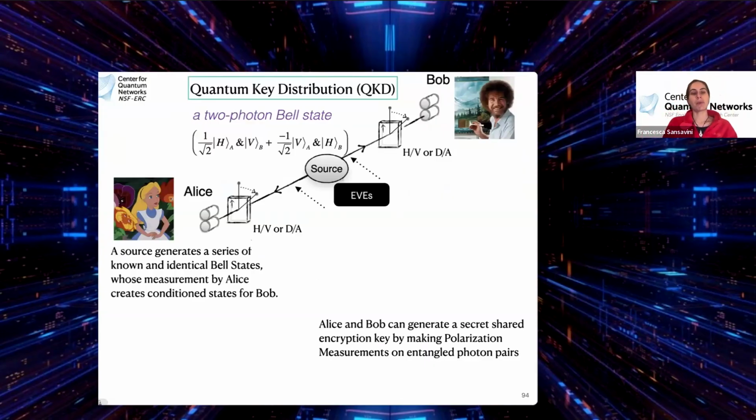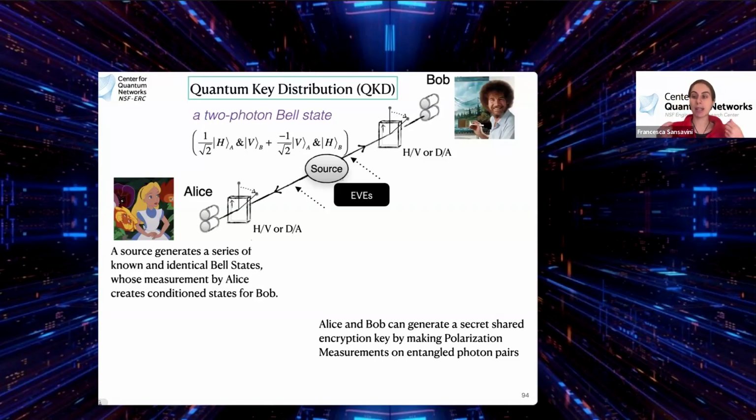Okay, so this is the framework for quantum key distribution. We have our Alice and Bob, who are separated by a certain distance, and we have a source of two photon polarization Bell states, HV minus VH. In this case, the sign is not important.